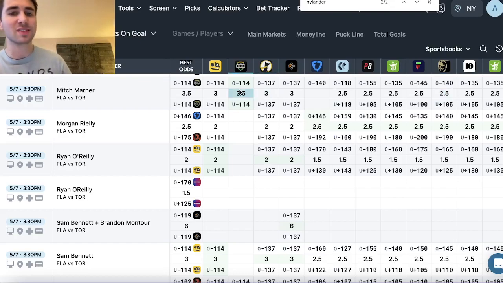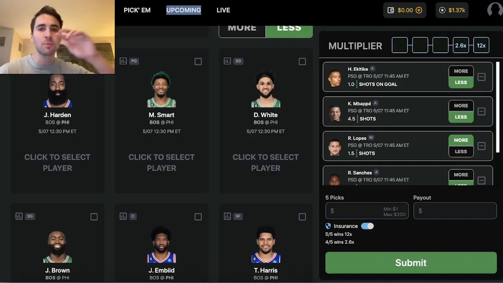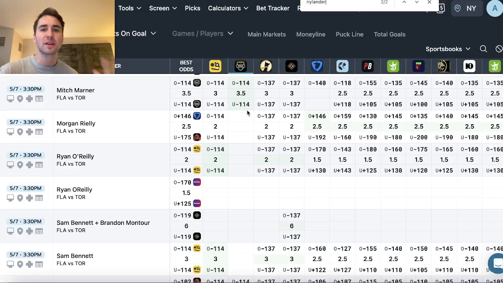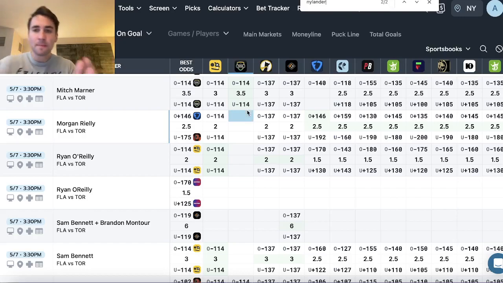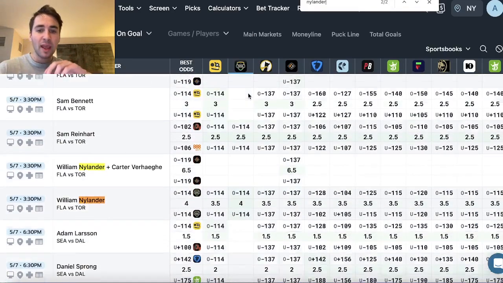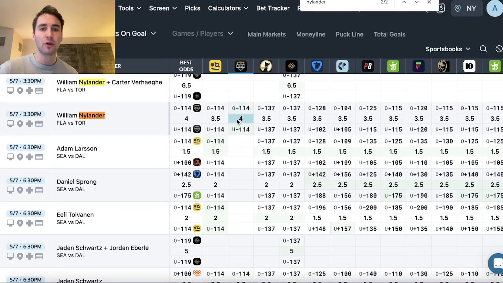What are they doing with this line at 3.5? This is all possible because all these books, No House Advantage included, try to set lines independently, and sometimes they screw up. So this is the first NHL player prop I went with. And if I keep scrolling, I'll show you another.